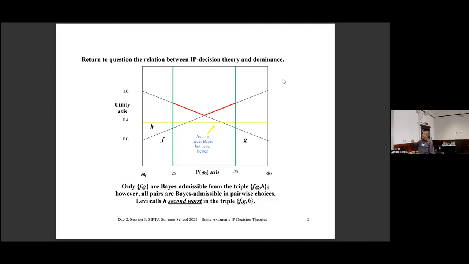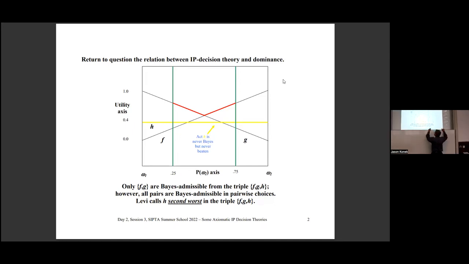We'll talk about that. But in this case, the Bayes solutions already restrict you to F and G, and you never get to H. Isaac calls H in this case a second worst, because at every point its ranking is either second or third. It's never best, but it's worst in the following sense. Let me give you a similar picture, which will explain what he means, because if there's a second worst, there's got to be a second best. What does he mean by second worst?